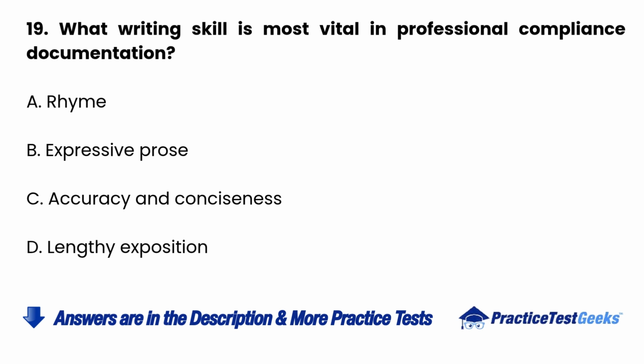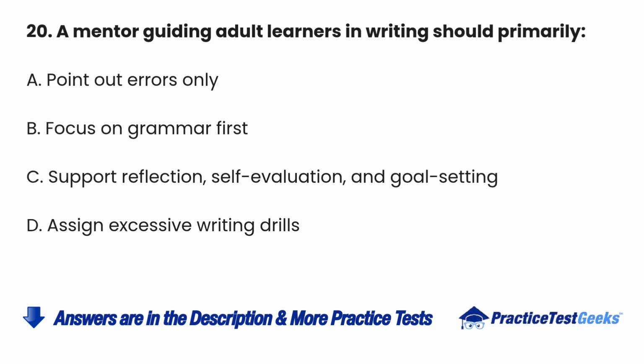A. Rhyme. B. Expressive prose. C. Accuracy and conciseness. D. Lengthy exposition. 20. A mentor guiding adult learners in writing should primarily: A.